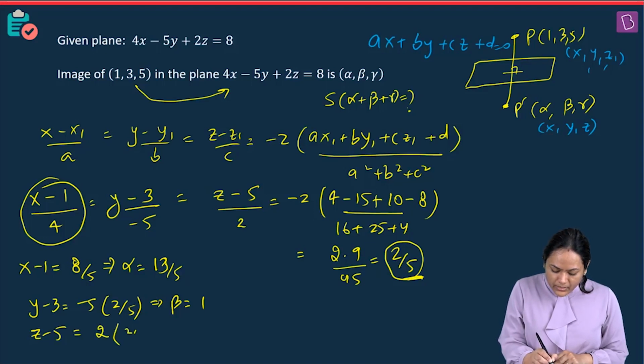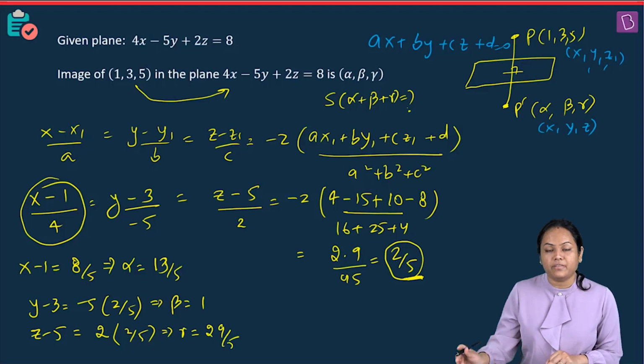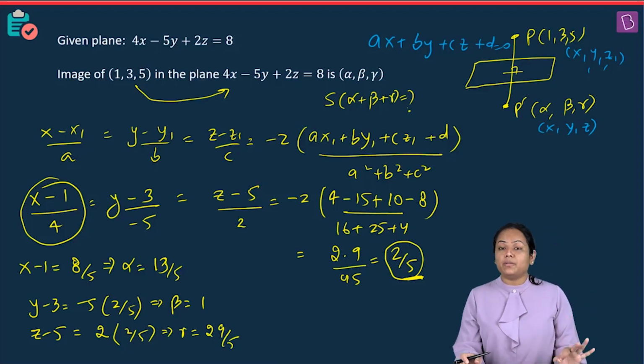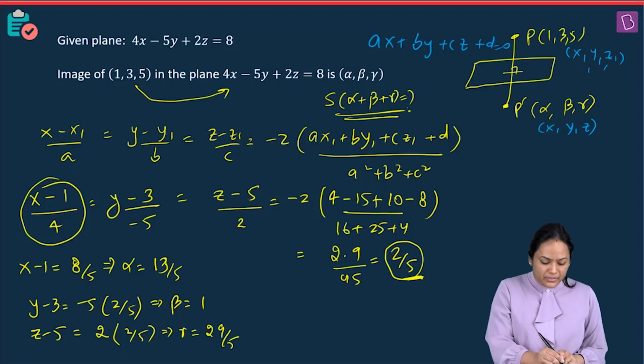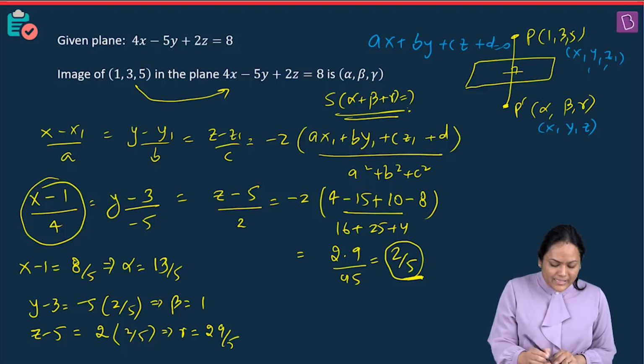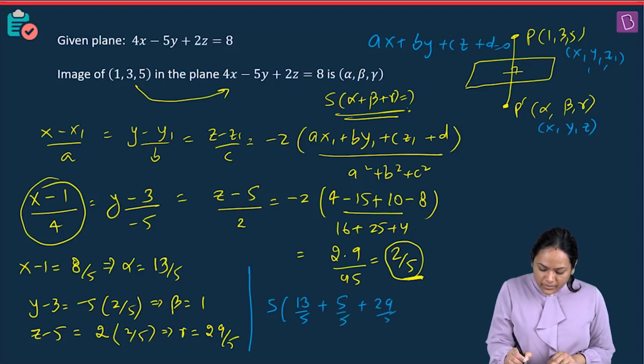So that will be equal to gamma, that is 5 plus 4 by 5, that is going to become 29 by 5. So these are the values of alpha, beta and gamma. And what I have to find is 5 times alpha plus beta plus gamma. So quickly substituting the values, I'm going to get 5 times of 13 by 5 plus beta can be written as 5 by 5 plus 29 by 5.